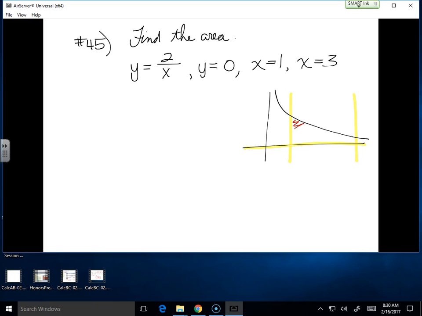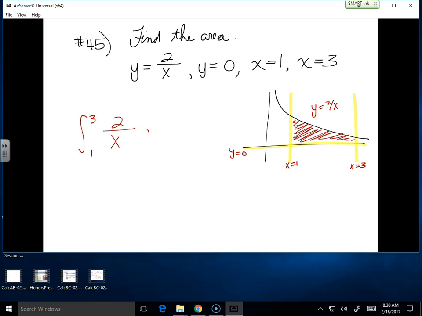They're asking us to find this area, where we have the function y equals 2 over x. We have x equals 1 here. We have x equals 3 here. And we have, technically, y equals 0 here. Well, guys, what finds us this area right here? Integration. What are my bounds going to be? 1 to 3.